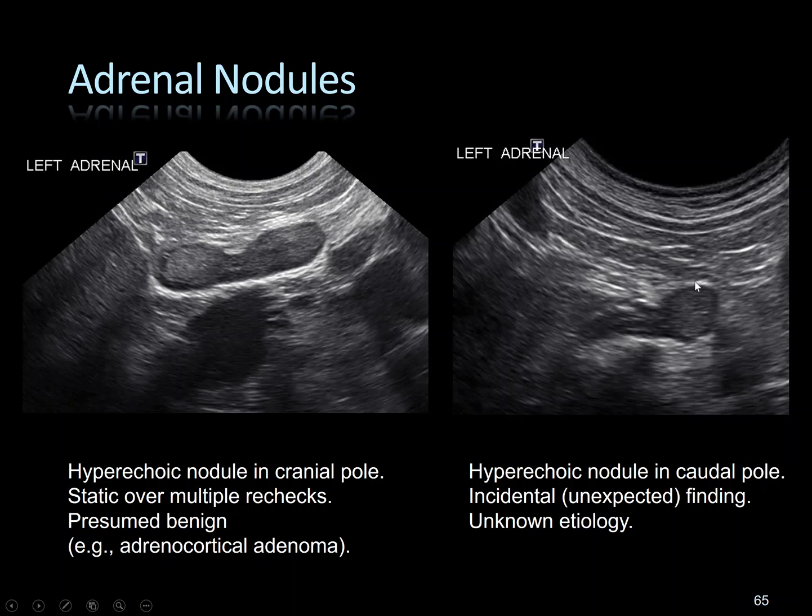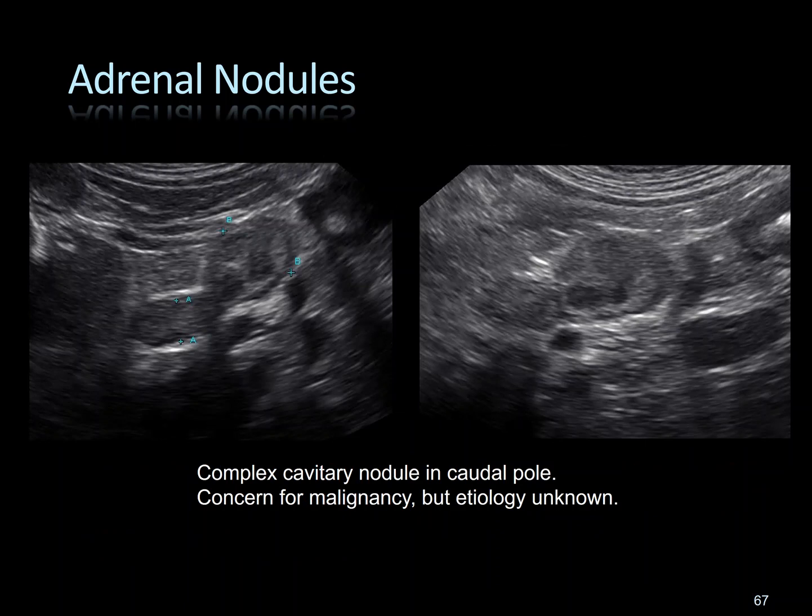Similar case, this time the caudal pole, mildly hyperechoic nodule. It was unexpected. We don't know what it is. There's a good chance it's benign, but no guarantees. And again, that would be something you'd want to recheck at some point in the future to see if it was changing.